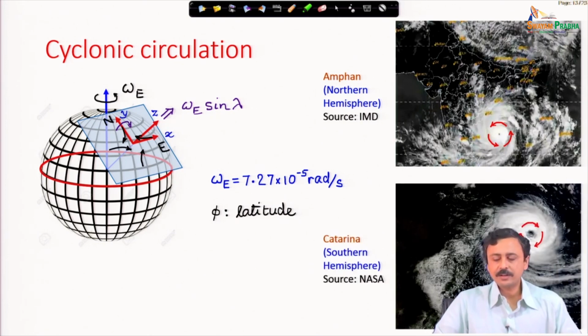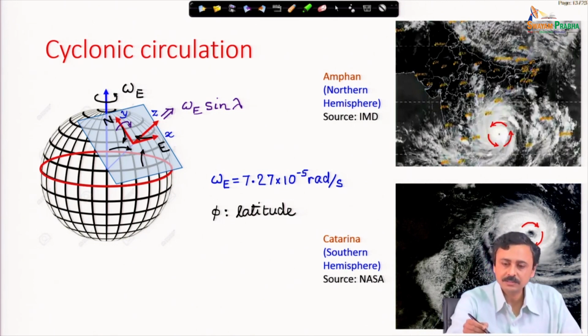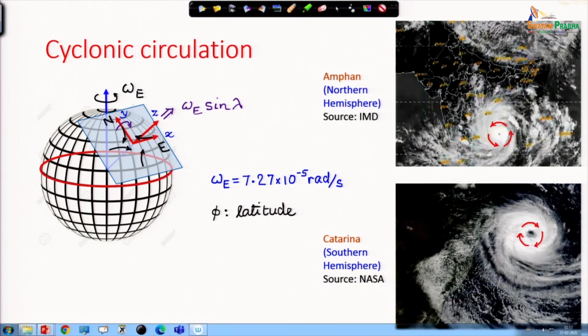If you look at the southern hemisphere, this is the super cyclone Katarina which hit the coast of Brazil, this part is Brazil. And you can clearly notice here the cyclonic circulation direction is just the opposite, and the equator passes somewhere north of Brazil. This is about 10 degrees south, and here the circulation is clockwise.